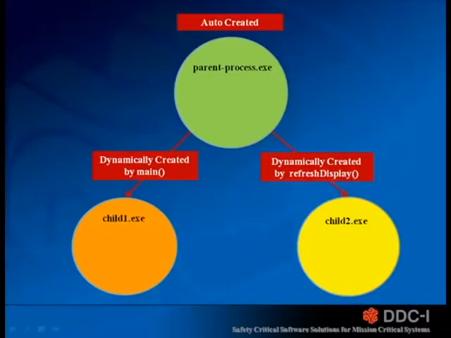Within the parent process, there are two threads, main and refresh display. The main thread creates child 1 process and also creates the refresh display thread. When this thread runs, it creates child 2 process every 5 seconds. Each child process has a single thread.